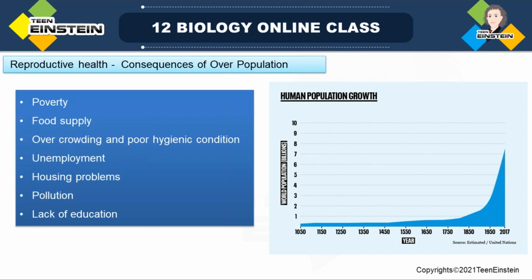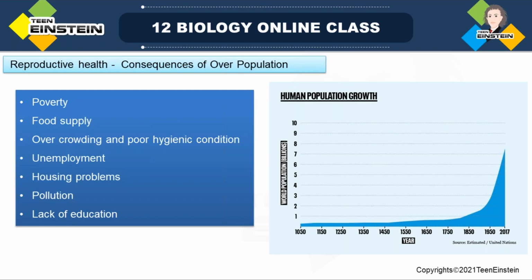Then food supply also matters. If the population is increasing, the production of food will never increase at the same rate. There is a limit. But population is increasing this much, and along with the population, the food supply or food production is not increasing. So for food also, there will be a problem in future.